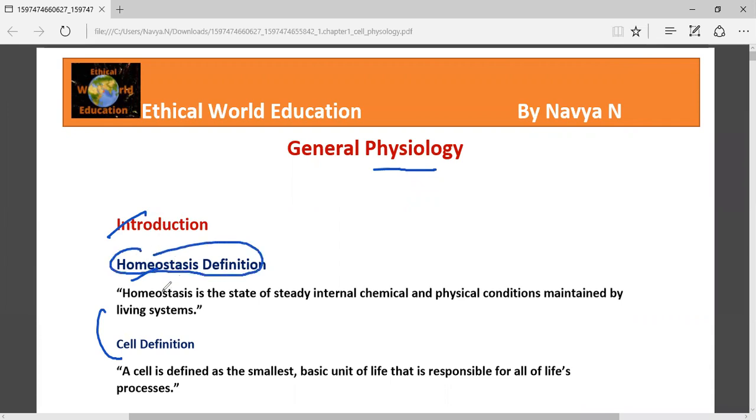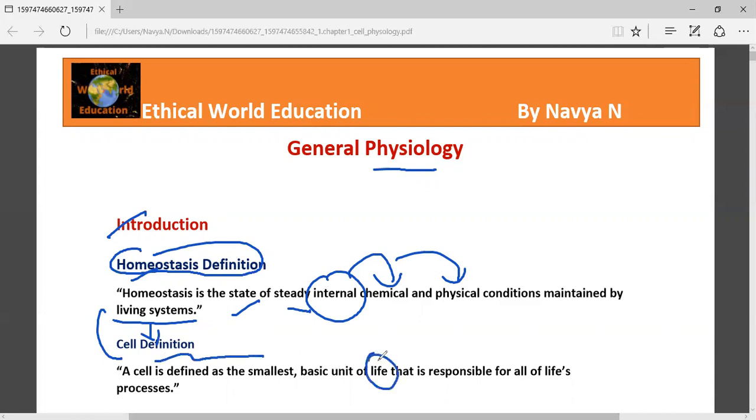Homeostasis definition is nothing but the state of the steady internal, both chemical and physical condition, that will be maintained by the living system. Under this, we study the cell definition. The cell is defined as the smallest, otherwise the basic unit of life that is responsible for all the life processes. So this tells about the definition of the cell.